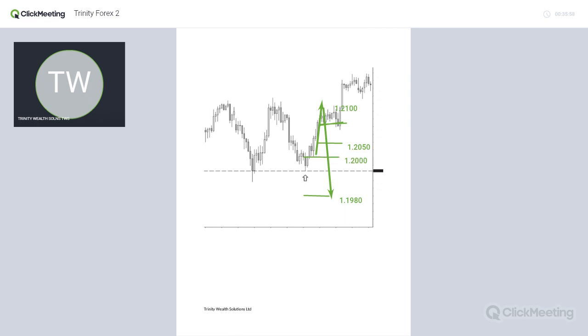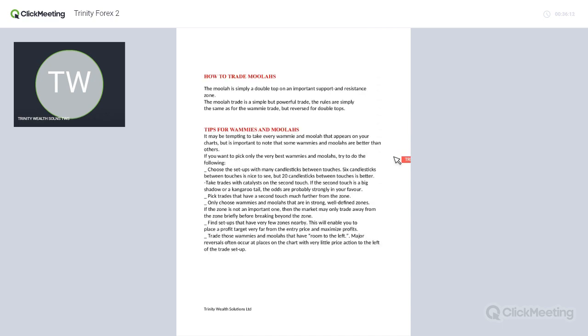And the same case with the Mula. So you imagine this is just inverted. It will be a double top, and you enter your trade the same way. So how to trade Mulas? The Mula is simply a double top on an important support and resistance zone. The Mula trade is a simple but powerful trade. The rules are simply the same as for the WOMI trade, but reversed for double tops. You apply the same rules, but in a reverse direction, because it's now a double top as opposed to a double bottom.